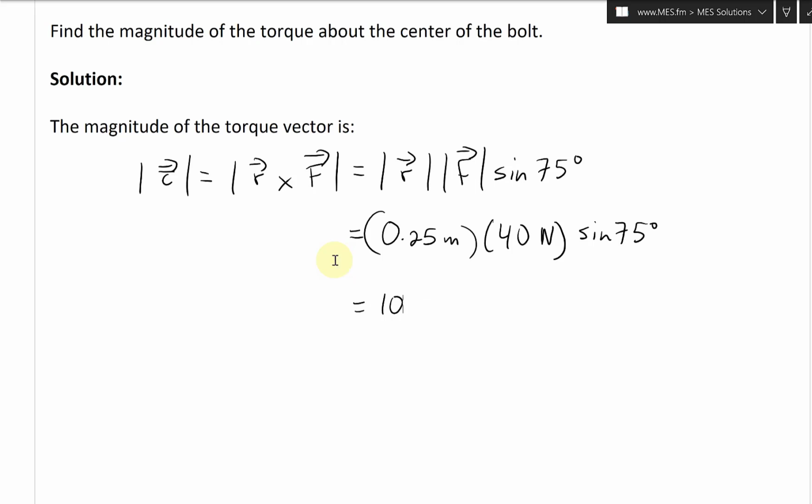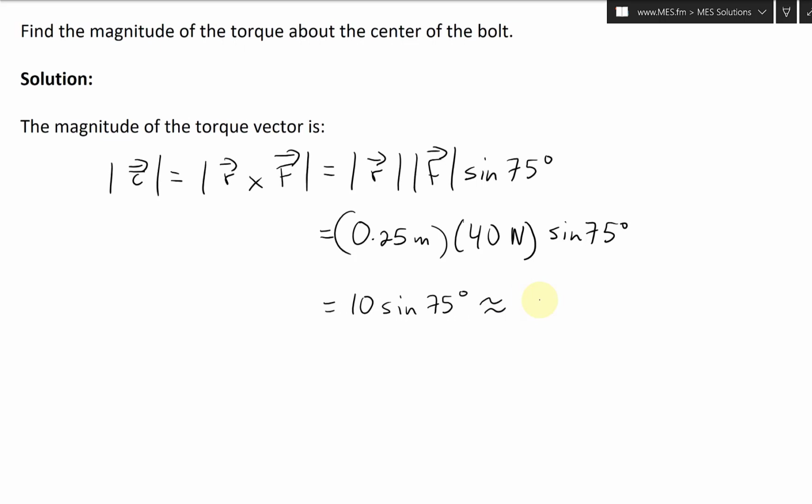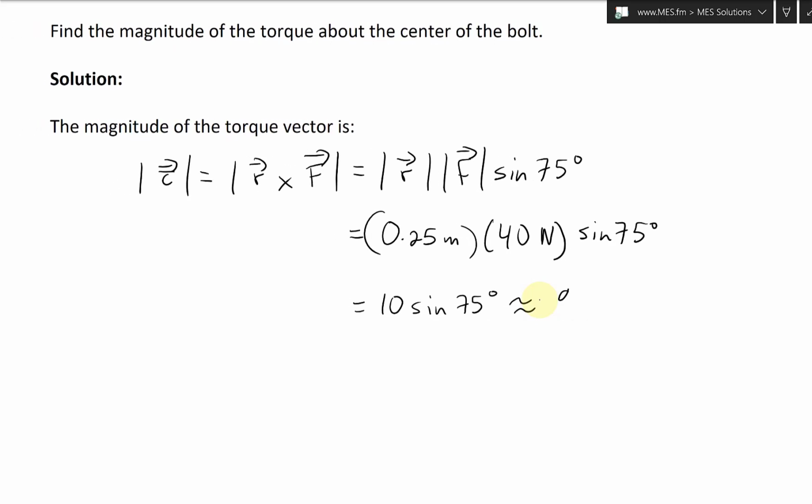Let's put this better. 75 degrees. And now this equals, plugging into the calculator, 9.66 newton meters. I'll just box this. And then I'll do a calculation check.